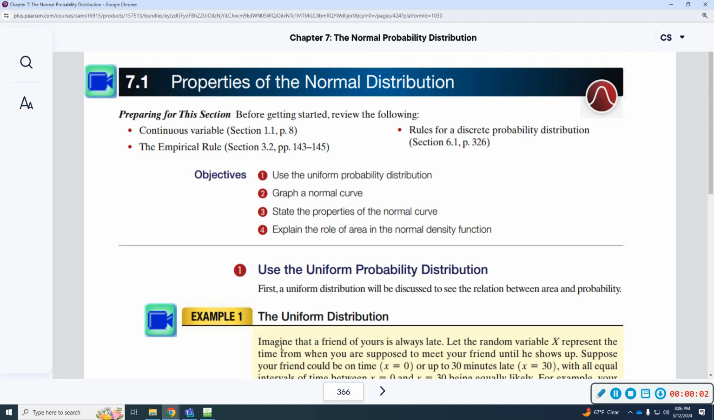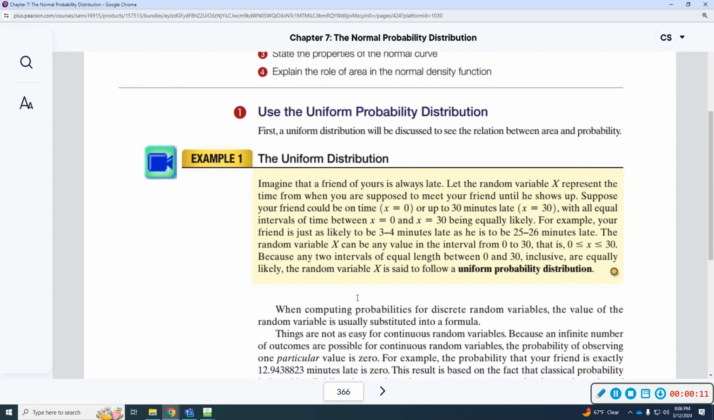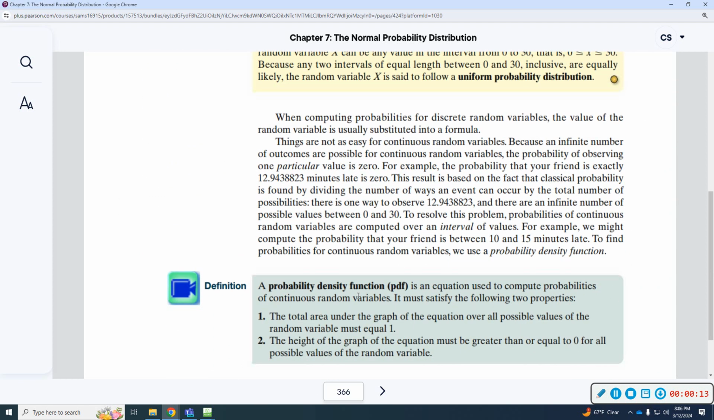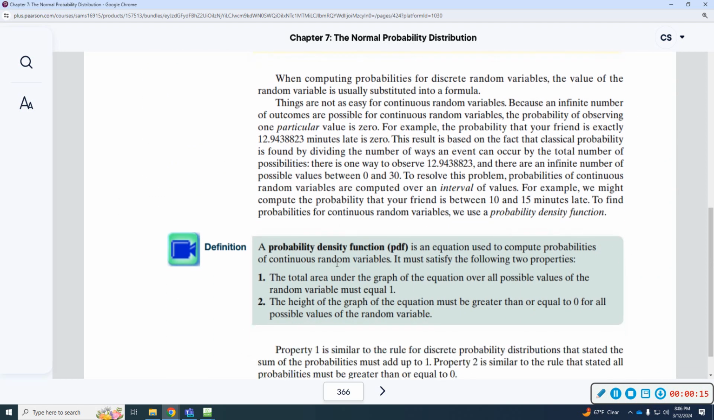All right, today we're going to be looking at 7.1. This is properties of the normal distribution. So the normal distribution is one of those we saw in the first chapter. It is a probability density function, PDF.